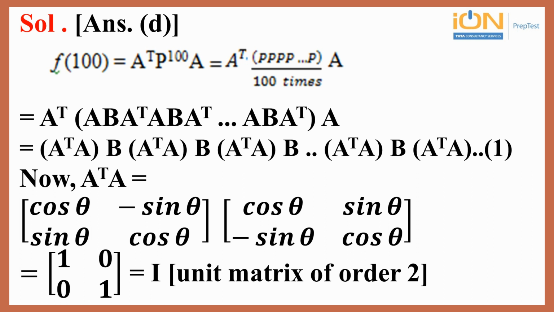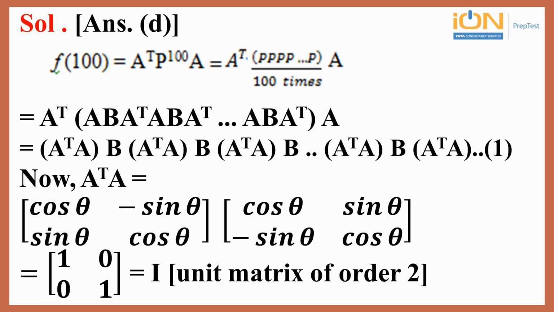Now we consider A. Observe that first of all this A is an orthogonal matrix, that is A transpose into A is equal to identity matrix. Now coming back to f of 100, what is that? It will be A transpose into P power 100 into A. So that makes it A transpose into P multiplied 100 times, into A. But what is P? Let's get back. What is P? That is A B A transpose. So A B A transpose multiplied 100 times.